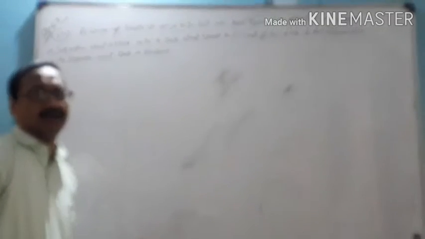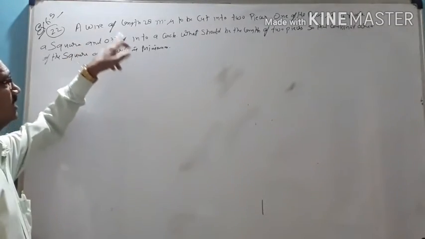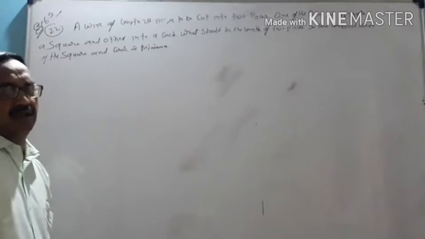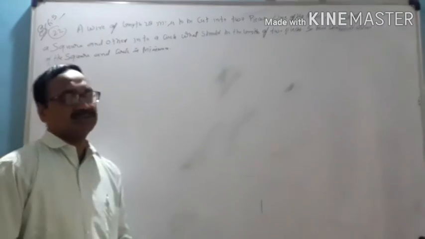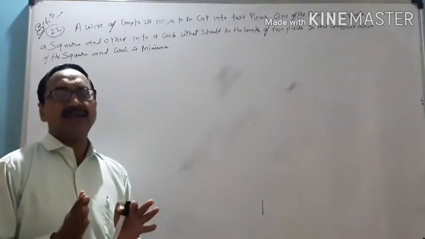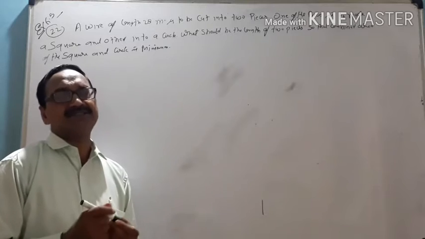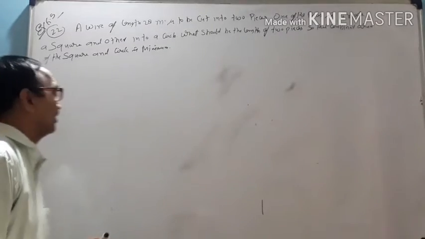Another problem related to maxima minima. A wire of length 28 meter is cut into 2 pieces. One of the pieces is to be made into a square and the other into a circle.